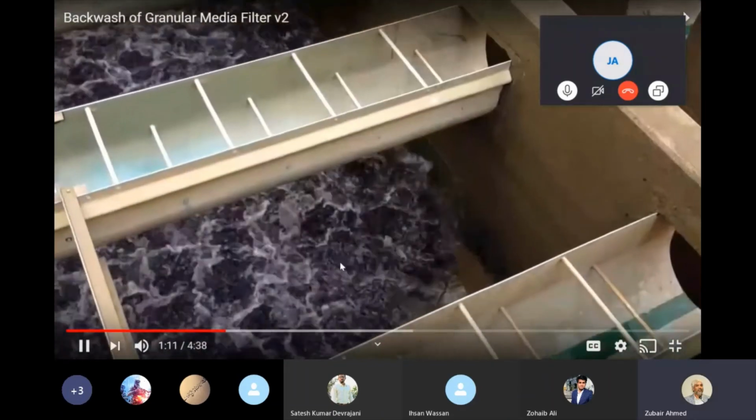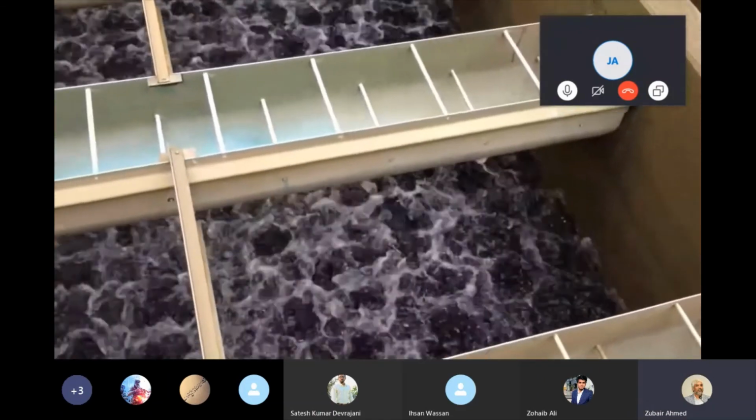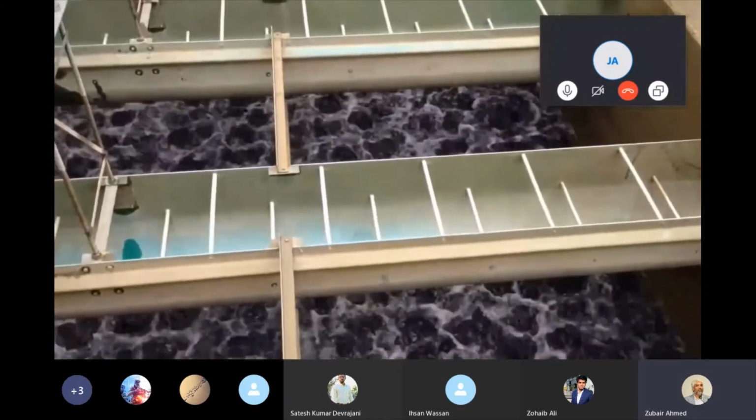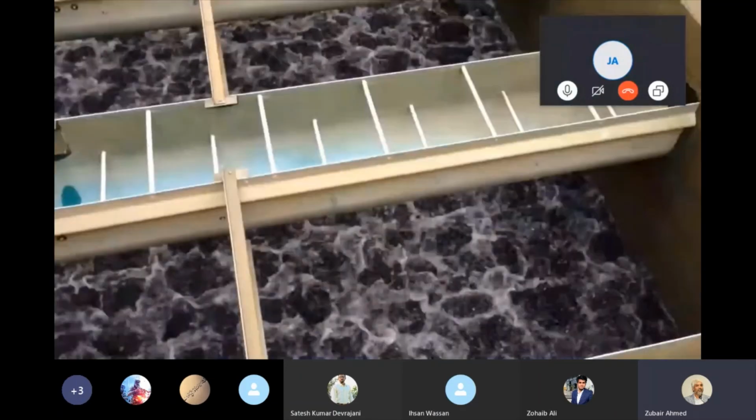So you see here, there is some air flow from the bottom up. We call it air scouring. So they apply air, not water, just to mix everything.